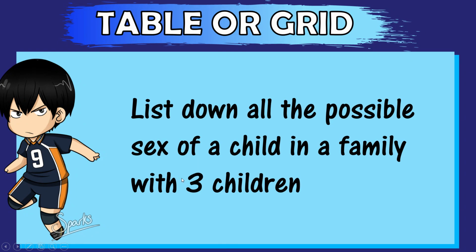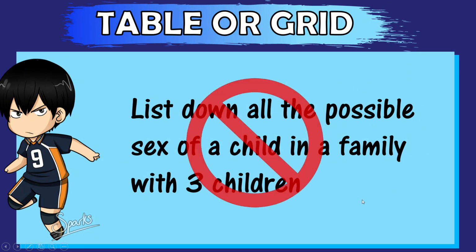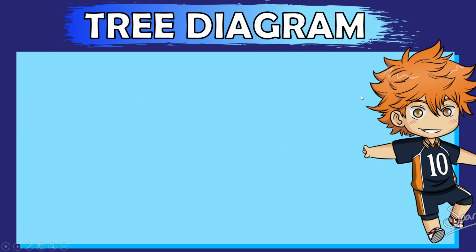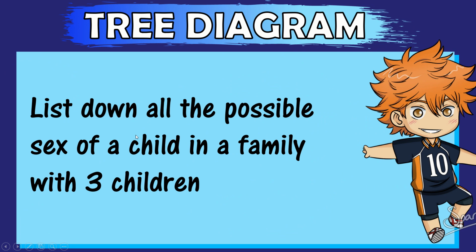Again, dito, list down all the possible sex of a child in a family with 3 children. So, di ba dito mangyayari parang meron tayong tatlong variable. Sex ng first child, sex ng second child, then yung sex ng third child. So, for this specific problem, table or grid ay hindi na po applicable. So, applicable na po dito is yung paggamit ng tree diagram. So again, we have the same example. List down all the possible sex of a child in a family with 3 children.